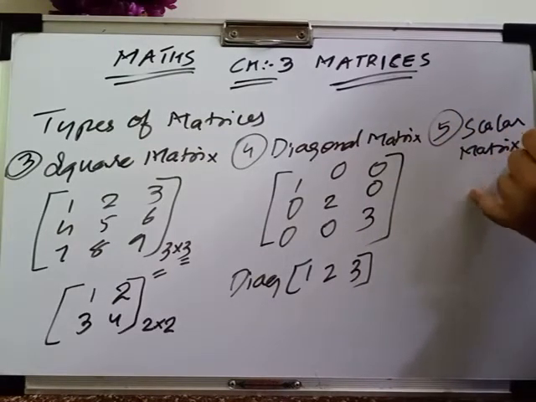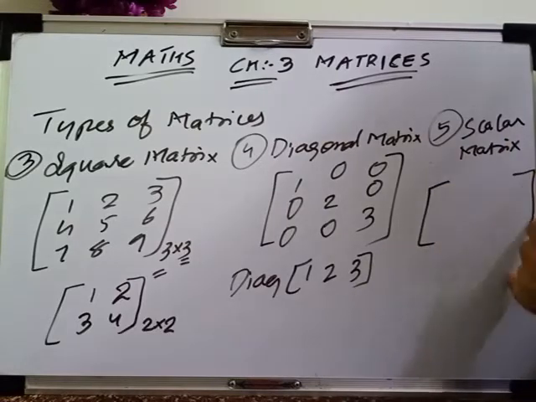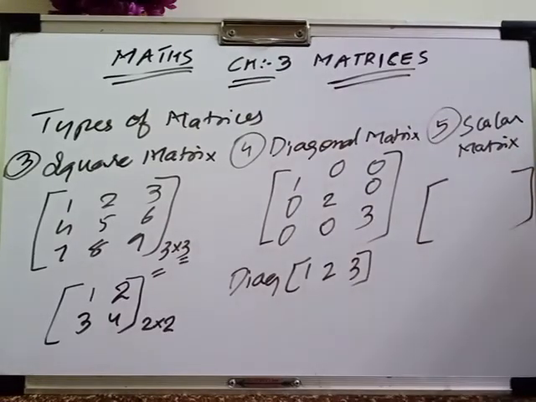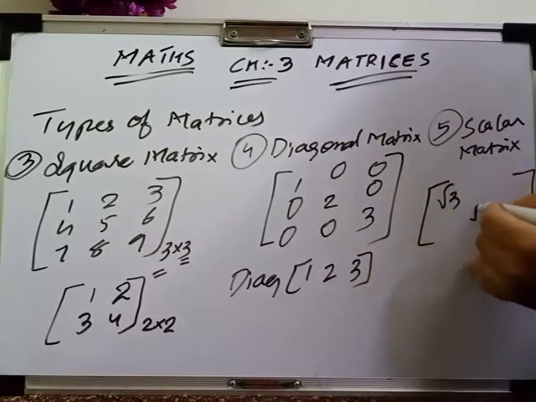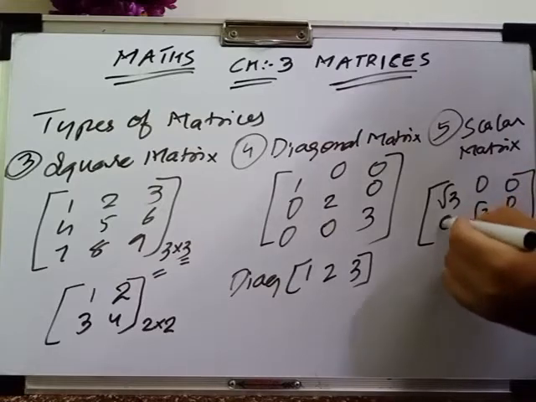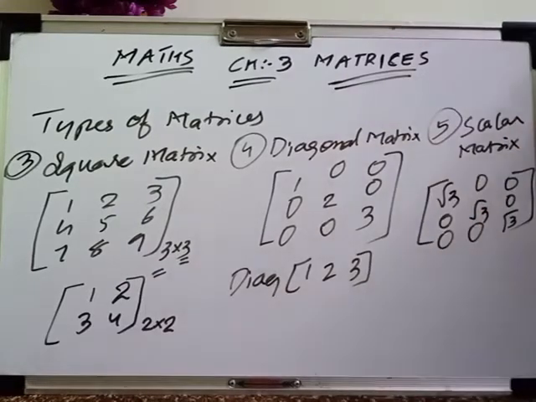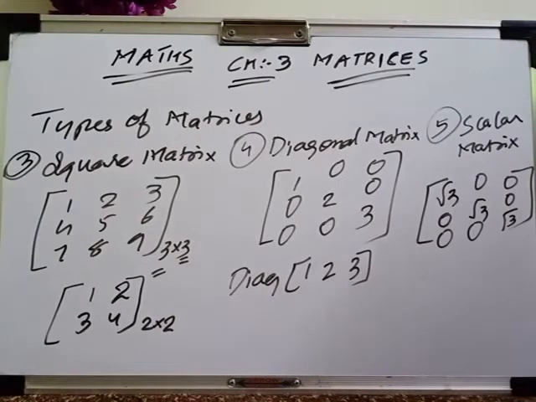One more is the scalar matrix. This is also a special type of diagonal matrix in which the elements of the principal diagonal will be equal and the rest all will be 0. So this is also a special type of diagonal matrix only, but here in this case the elements of the principal diagonal will be the same.